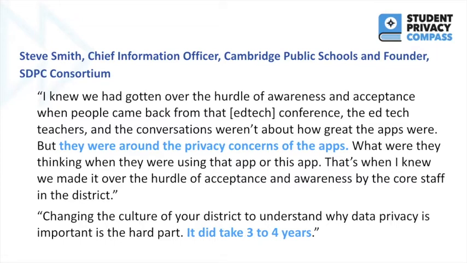It's also important to note that building a culture of privacy does take time. For Steve's district, it took 3 to 4 years. But again, this is because it is striving to get everyone in the school community, administration, teachers, parents, and students to understand their role. And this takes time.